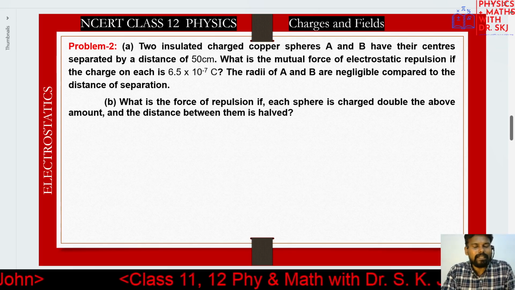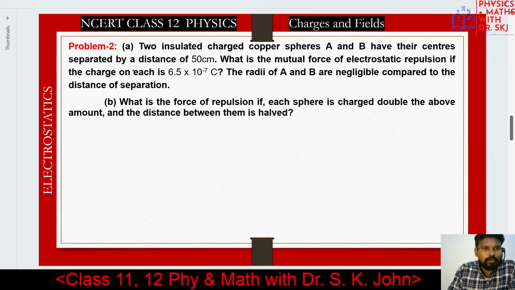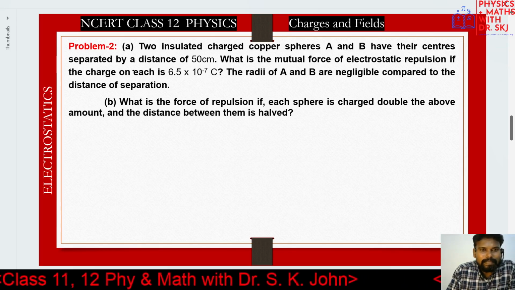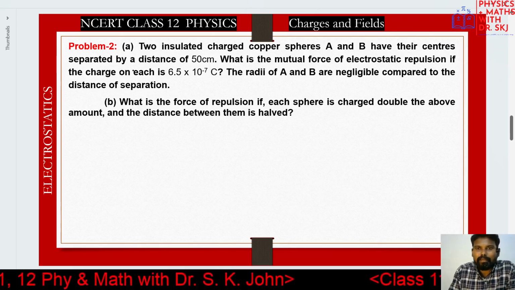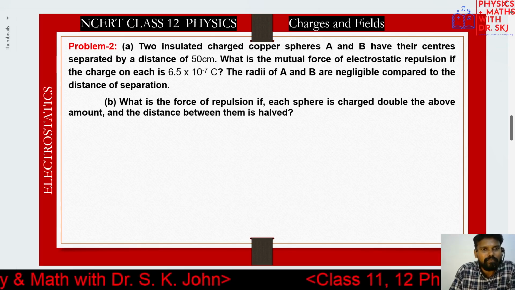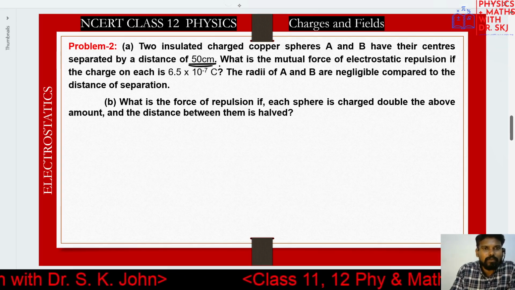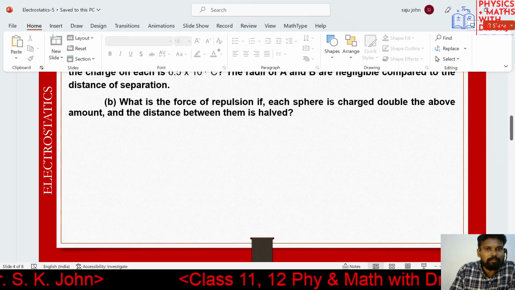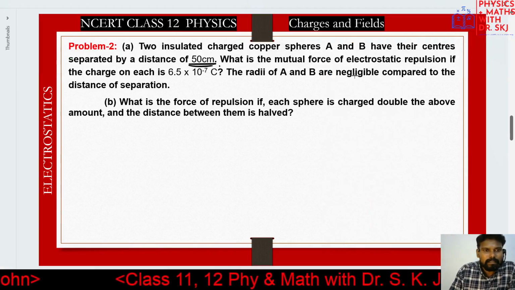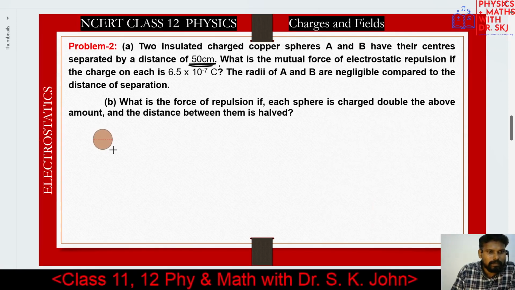This is an NCERT question. Two insulated charged copper spheres A and B have their centers separated by a distance of 50 centimeter. So we have two spheres and the centers are separated by 50 centimeter. Let this be the spheres.